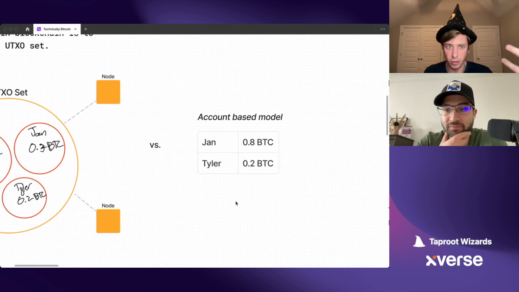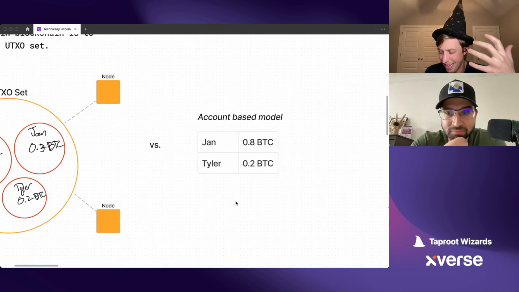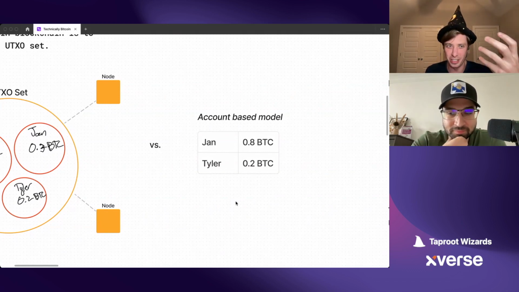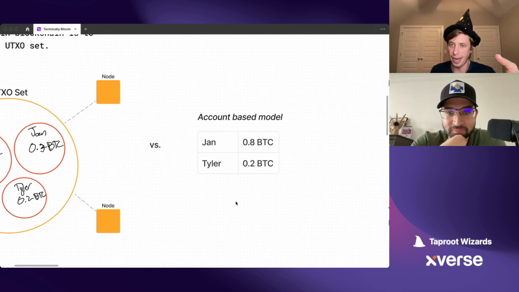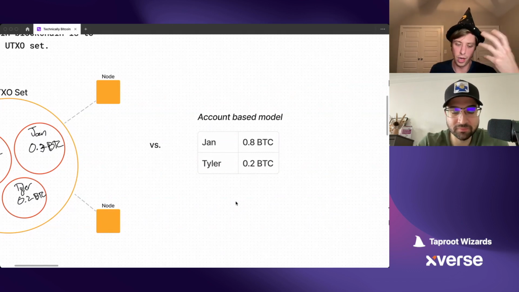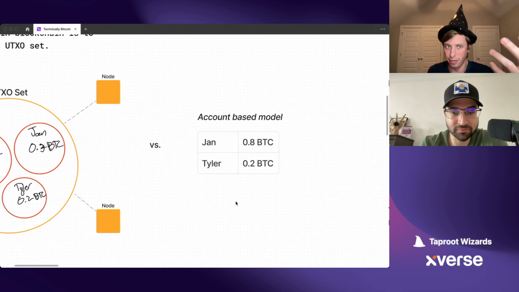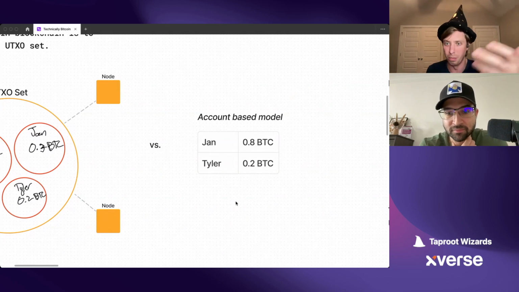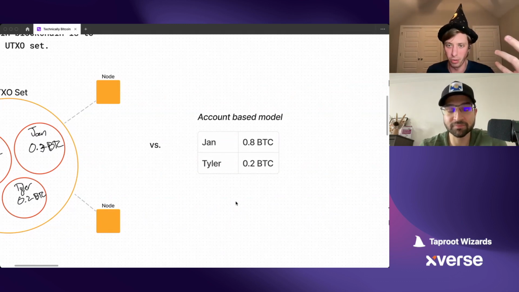In the UTXO model, the primary thing that you are tracking is these UTXOs. You are tracking chunks of Bitcoin. And as the protocol, you have no knowledge or care if the same owner owns multiple pieces of Bitcoin, right? That's something you can go in and look at in the protocol.